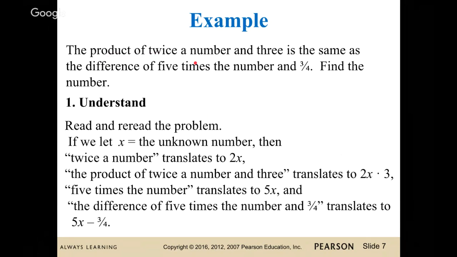So the product of twice a number and 3, so product tells you it's going to be multiplication right here. Is the same as, that's going to be an equal sign. The difference, okay, difference is subtraction. The difference of 5 times the number, so 5x, and 3/4, so 5x minus 3/4. And then you're going to find that number.